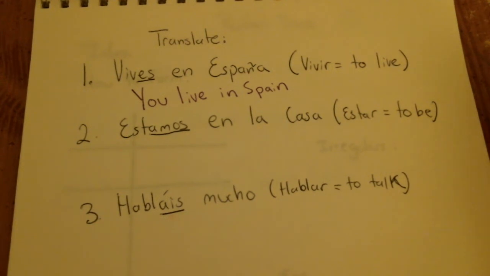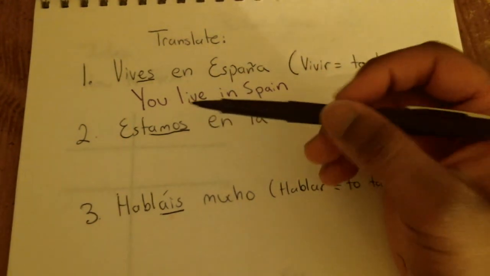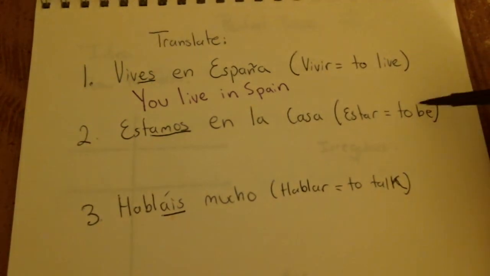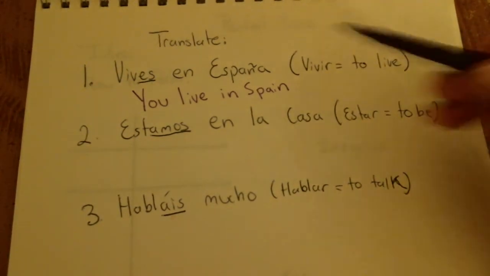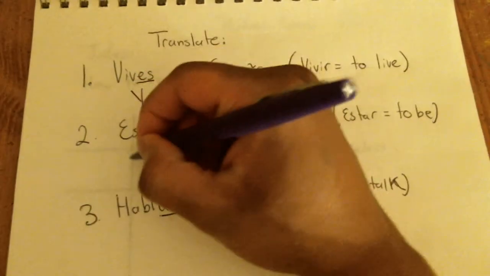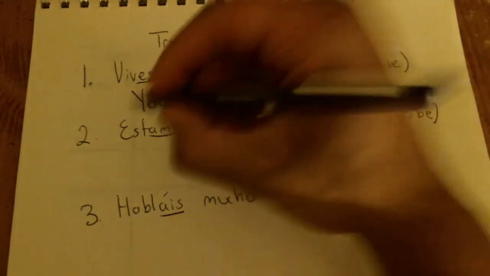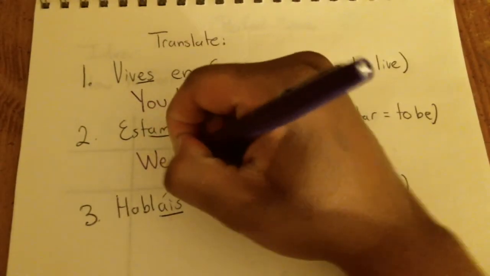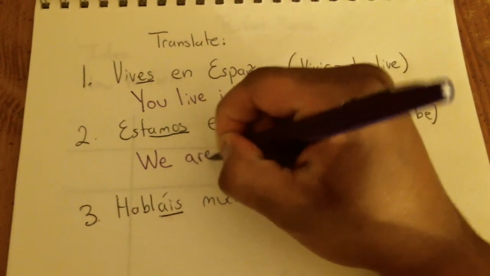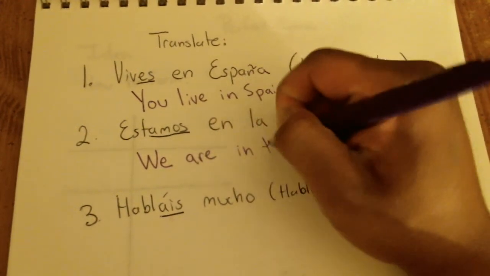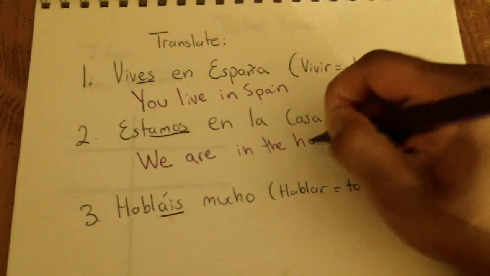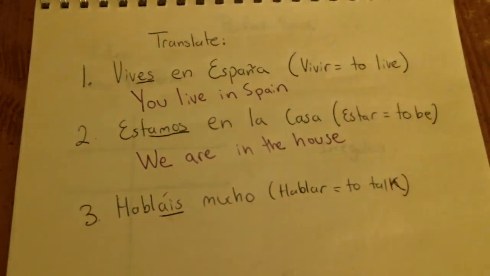The second one, you should know the amos comes from nosotros. It means it's in the nosotros form. So whatever the action is, well, we know what the action is, to be. It's in the nosotros or the we form. So again, you wouldn't say we be, you would say we are, then in the house. Okay, pretty straightforward so far.